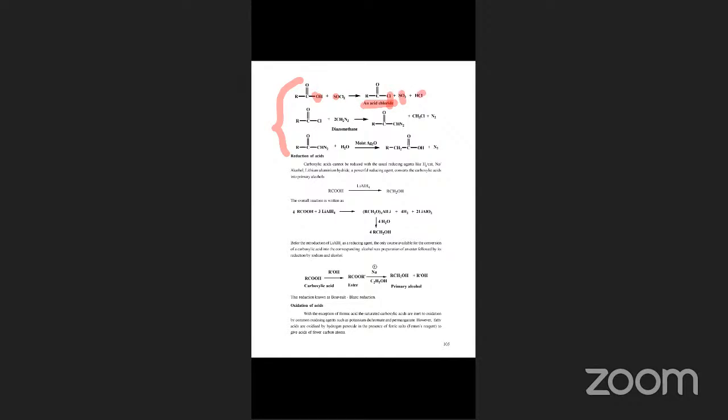This acid chloride is treated with diazomethane, CH2N2, and in the place of Cl, we get CHN2, plus CH3Cl plus N2 is released. What do we get? Diazomethyl ketone.